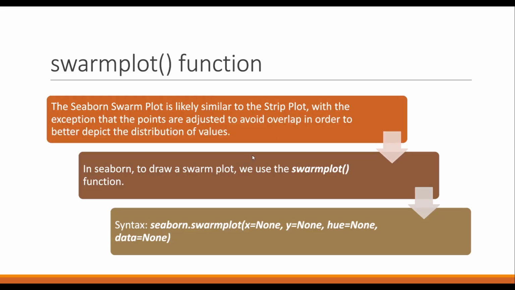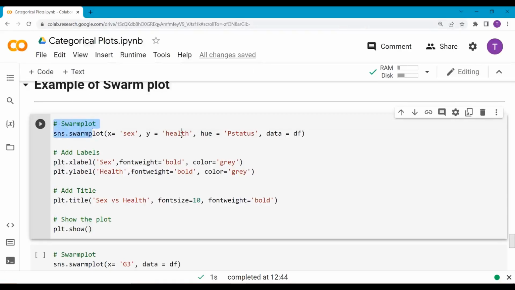So I will explain this function with the help of an example and we will learn to create the swarm plot. Here I write the code, so I will explain it. Firstly I call the swarmplot as I want to visualize the data between the sex and the health of the student, and in addition to this I pass the hue keyword argument to group the Pstatus data point with different colors. Pstatus means parent status.